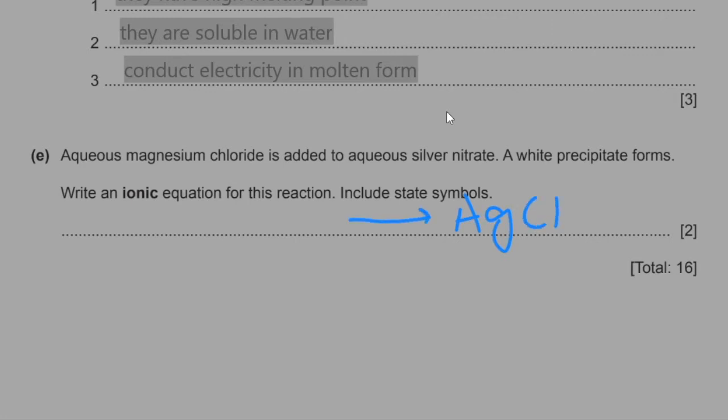So I'm going backwards, but you can go forward as well. It's not set in stone. So we start with silver, which has a charge of +1, and then a chloride ion which reacts with silver to form silver chloride. And that's it.